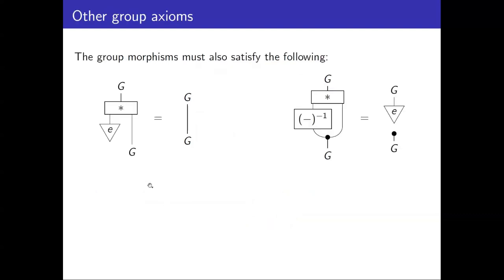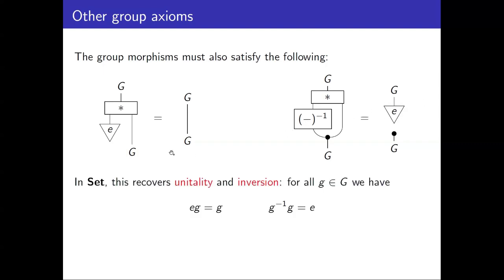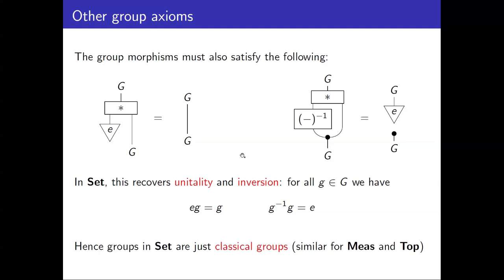The other group axioms you can also do. This one is saying that if you take what you're thinking of as your identity element and multiply it by an input, that's the same thing as doing nothing. This one is saying if you take your input and copy it, invert one copy and keep the other copy the same, and then multiply the result together, that gives you the identity element. So it exactly corresponds to unitality and inversion of the group multiplication in the traditional context. Groups in the category of sets are exactly groups in the classical sense, but we can talk about these things more generally in any other Markov category we want.